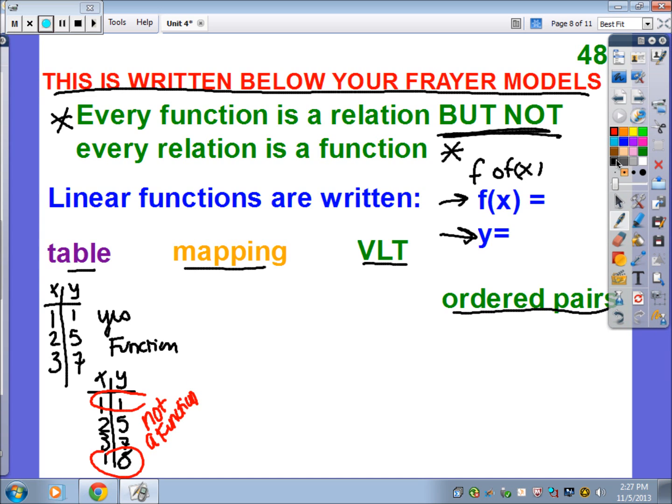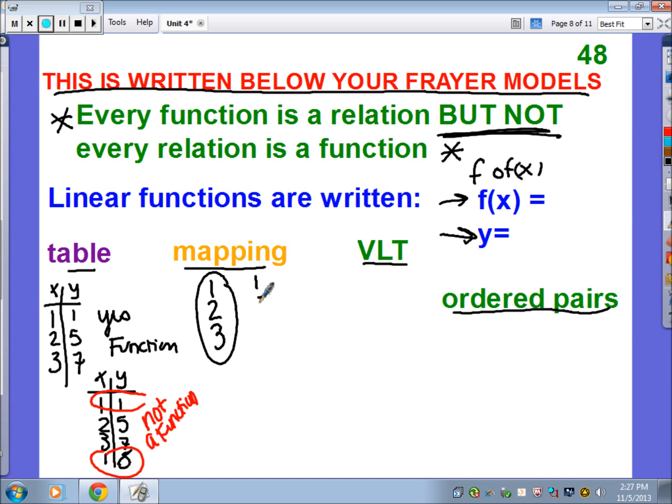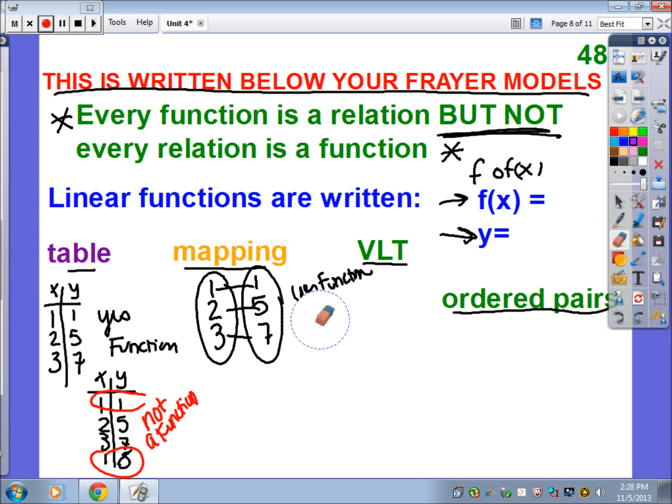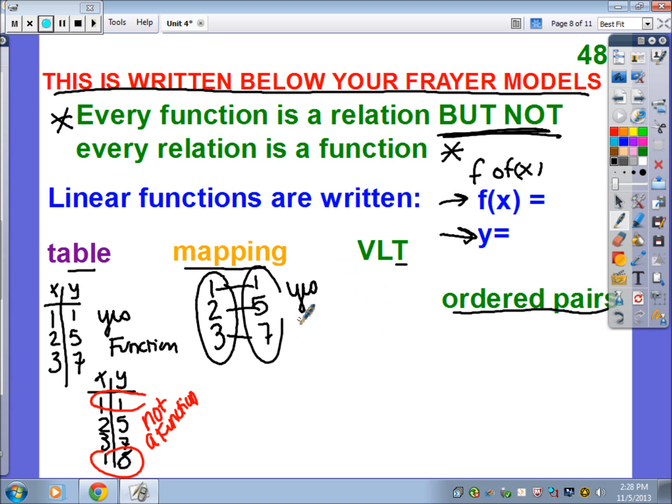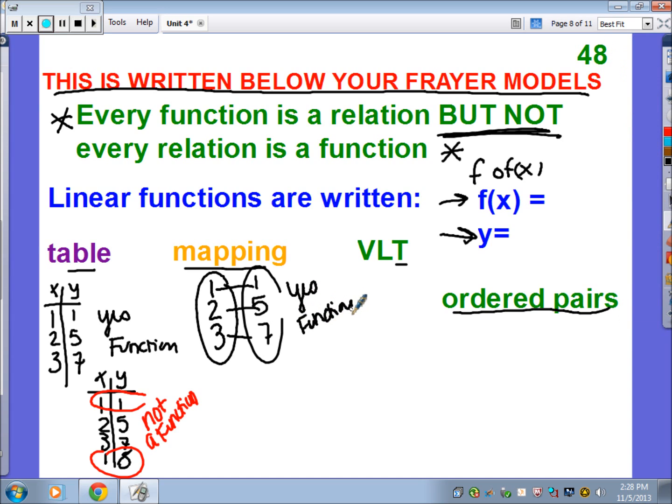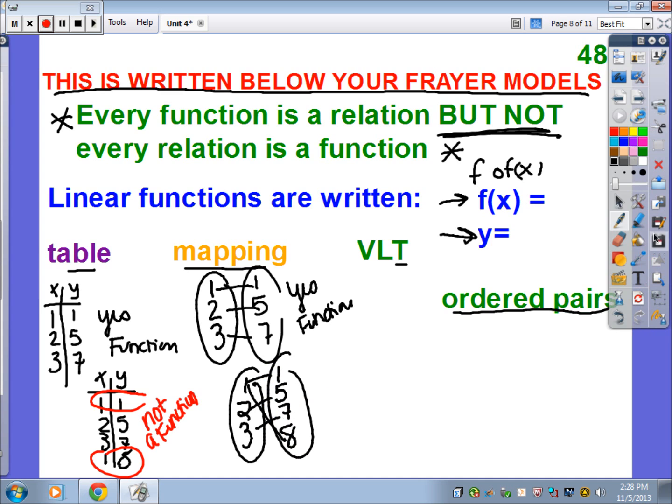For mapping, let's change that to black. For mapping, we have 1, 2, 3, 1, 5, and 7. So that's yes, function. Erase that little straight line. Let's erase all of it. Yes, function. And down here, if we have 1, 2, 3, and 1, 5, 7, 8, and the 1 goes to 1 and 8, it is not a function.